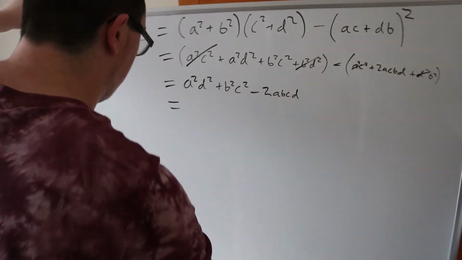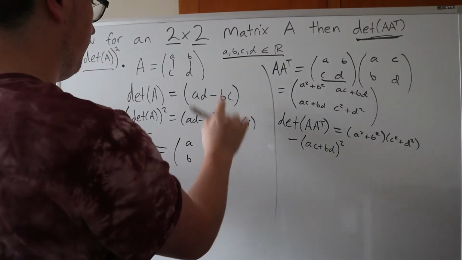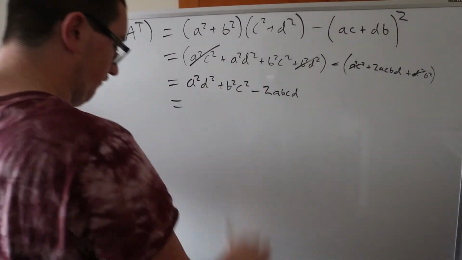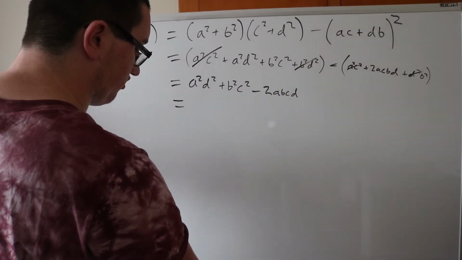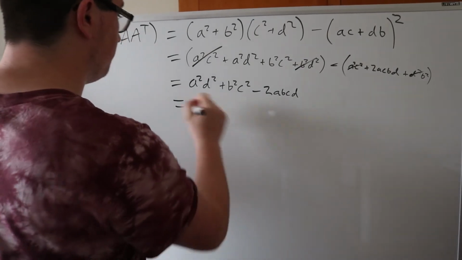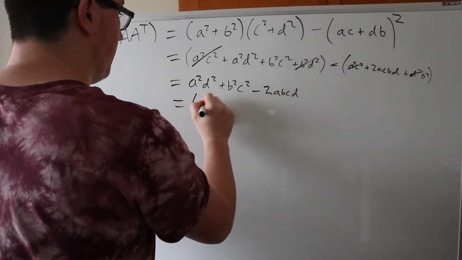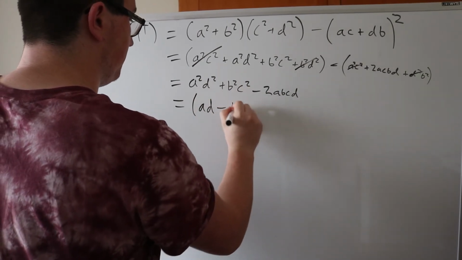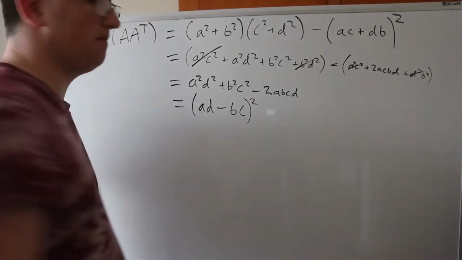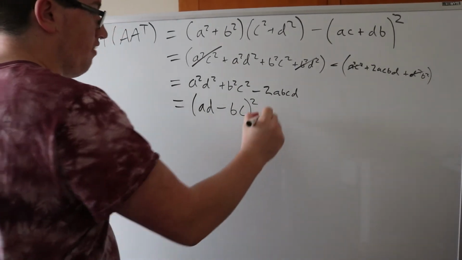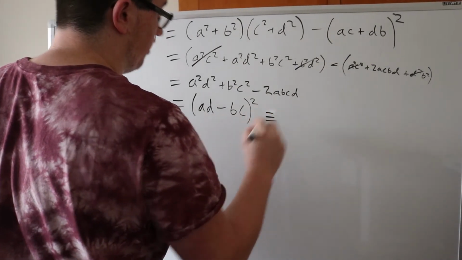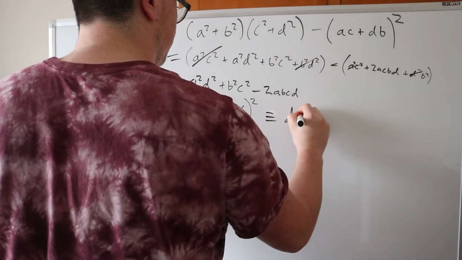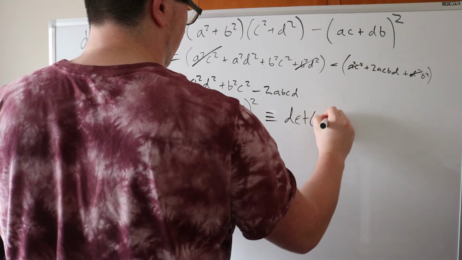So if we take a look back over here, if we were to simplify and factor this out, we'd get nothing but (AD take away BC) squared. Okay? So that is congruent. My pronunciation is really bad. That is nothing but det of A squared.